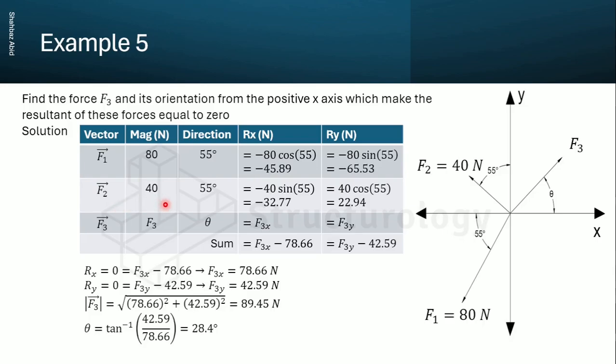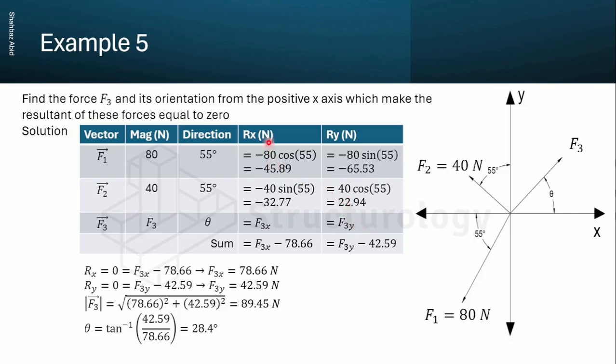For the F2, we have 40 Newton magnitude and its direction is 55 degrees, but the angle is created from the positive y-axis. So now the y-axis component is going to be cosine and the x-axis component is going to be sine. Since it's in the second quadrant, we have the y component to be positive and the x component is going to be negative, whereas the F3 is unknown, its direction theta is also unknown, and I don't know its x component and also its y component.